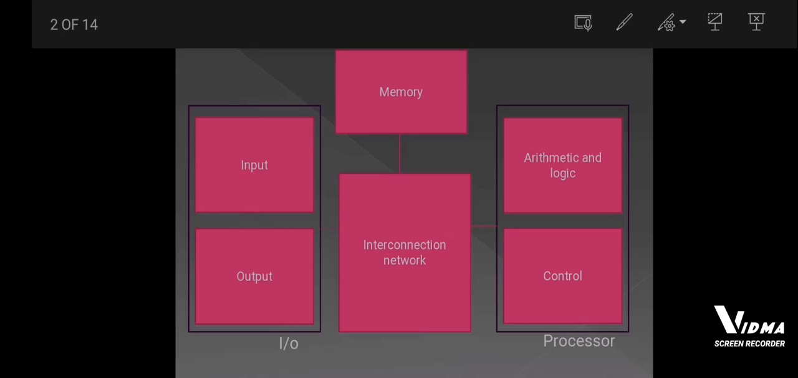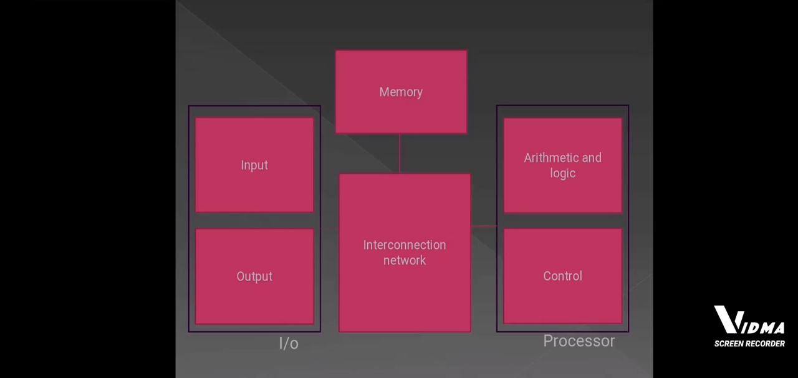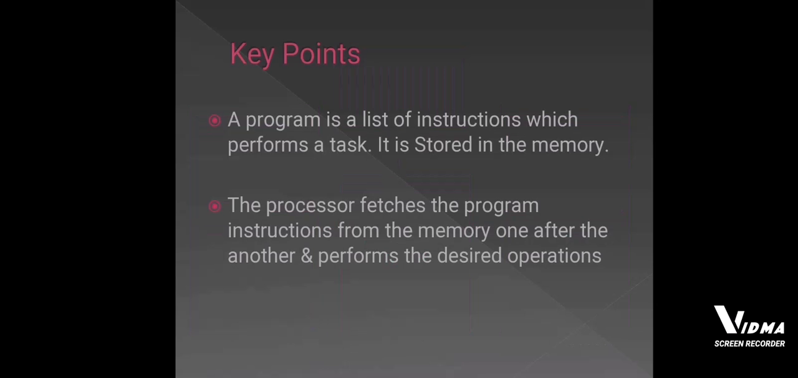So this is the diagrammatical representation of those 5 units. Here the input and output come under the input and output devices, and the arithmetic and logic unit and control unit come under the processor category. These 5 units are interconnected by the interconnection network. Now we are going to see some key points.